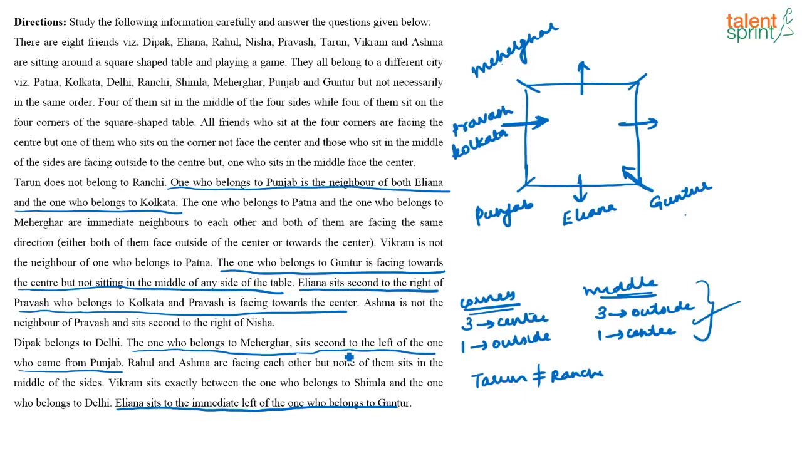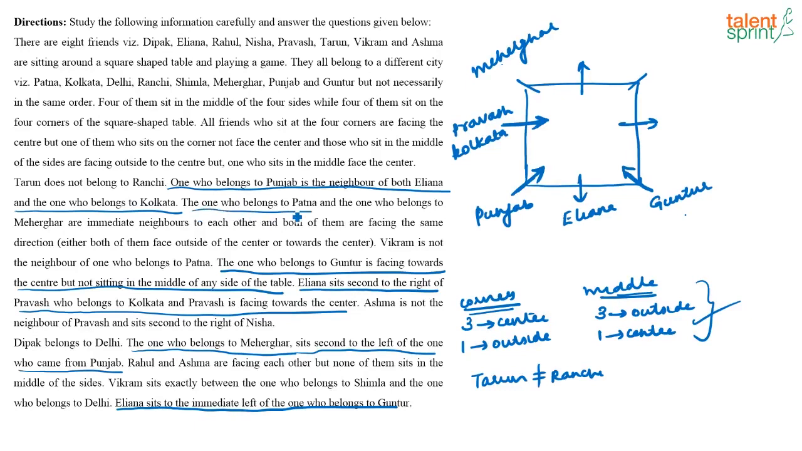The one who belongs to Mehergarh sits second to the left of the one who came from Punjab. So which direction should the person from Punjab face? He should face inwards, right? So second to the left. Second to the left of the person from Punjab means Punjab should face inwards. So that's also done.